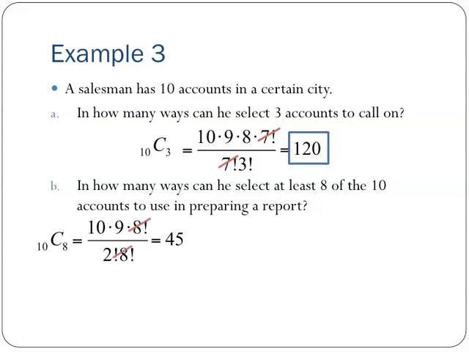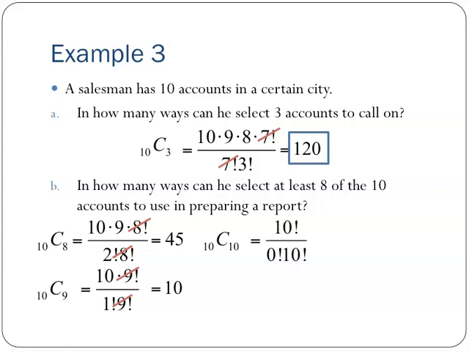Now we'll go up to 9. So if he were to select 9 of them, how many ways are there? 10 choose 9. And that comes out to be 10. And then lastly, 10 choose 10. How many ways are there for him to select 10 out of the 10? Well, you may have already imagined there's only one way for him to choose all 10 of the 10 accounts. And so the math does in fact match up with that.